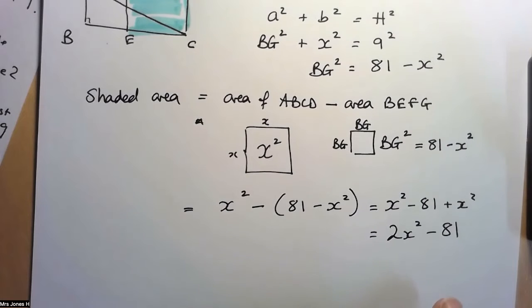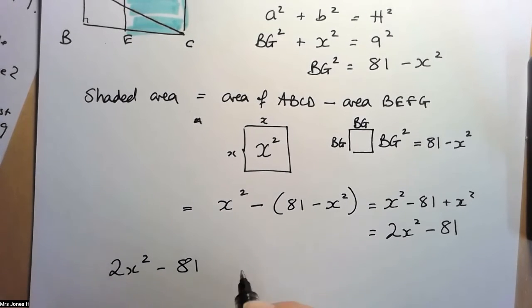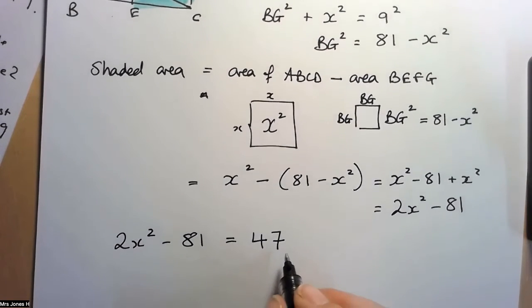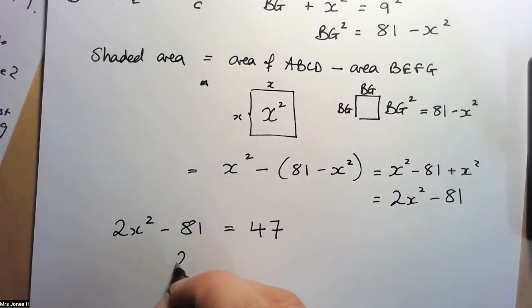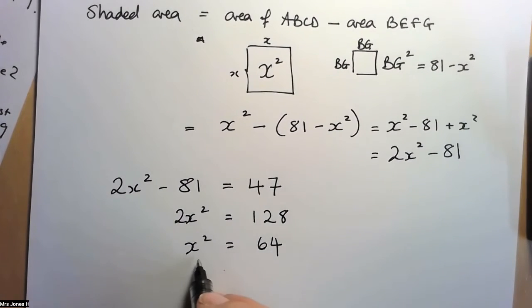And we are told that the shaded area is 47, so we can put 2x squared subtract 81 equal to 47, because that's in the question. It says the area of the shaded region is 47 centimetres squared. And then we solve for x. Love it when we get a squared number at this point.